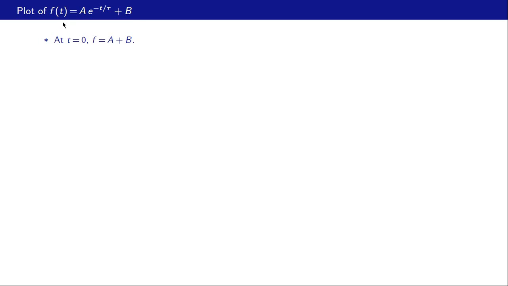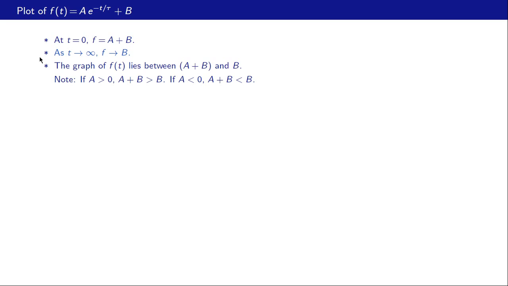What about t equal to 0? If we substitute t equal to 0 here, e raised to minus t by tau becomes 1, and therefore we have f equal to a plus b. What about t equal to infinity? As t tends to infinity, e raised to minus t by tau becomes 0, and therefore we have f tending to b. From these two observations, we conclude that the graph of f of t will always lie between a plus b and b. If a is positive, then a plus b is going to be greater than b, and otherwise it is going to be less than b.